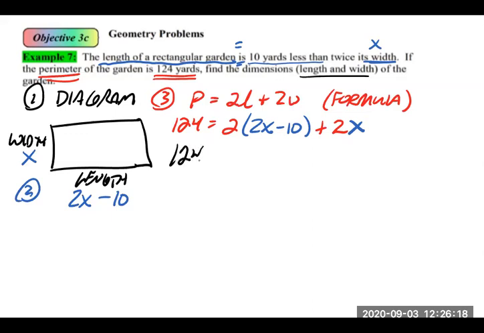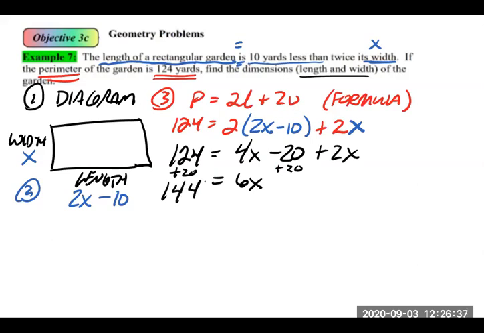So we'll simplify the right side, distribute. We get 4x. 2 times negative 10 is negative 20 plus 2x. If I combine 4x and 2x, I get 6x on the right side. And if I add 20, I get 144 equals 6x. And then dividing by 6, I get 24.